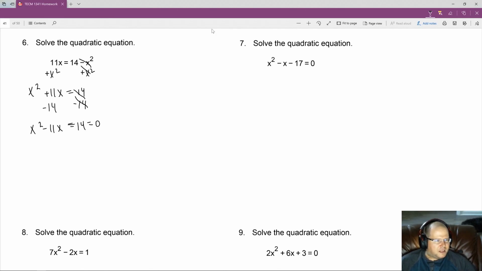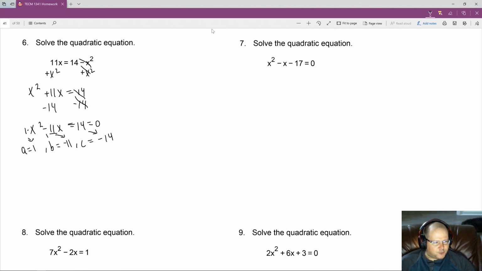Now, the understood coefficient of your x squared there is a 1, so we know a is equal to 1. The coefficient of the x here is a negative 11, therefore b is equal to negative 11. So I'm getting the coefficients, that's where I'm getting those numbers from. And then c is the constant at the end, so I'm going to end up with a negative 14, which is where I get that. Okay, so we got it.